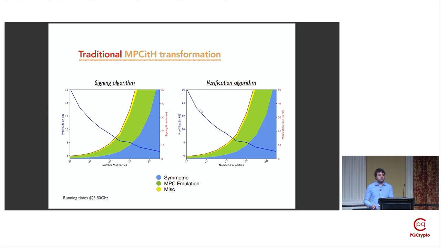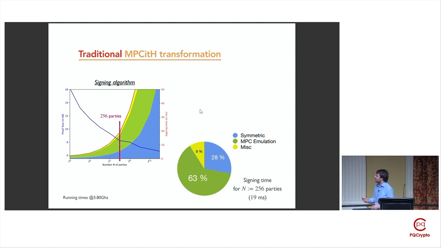If we make a cut in the graphic, we obtain the following one, a cut to 8 parties. The signing time will be around 10-20 milliseconds. And the bottleneck we see is the MPC emulation. And after that, it's the symmetric part. For a long time, this proportion has been considered the state of the art, and it's why we consider that the MPC framework leads to very expensive signatures, because it sometimes takes tens of milliseconds, even worse sometimes.